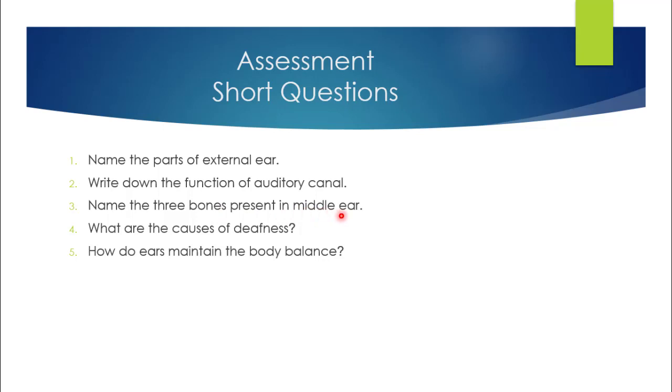Number 3, name the 3 bones present in middle ear. You will write the name of 3 middle ear ossicles or bones, that is malleus, incus and stapes. Number 4, what are the causes of deafness? In this question, you will write down the causes of deafness which we have discussed in today's lecture. Number 5, how do ears maintain the body balance? In this question, you will write down the name of 2 parts of ear that maintain the body balance, which means semicircular canals and vestibule. You will also write their function.